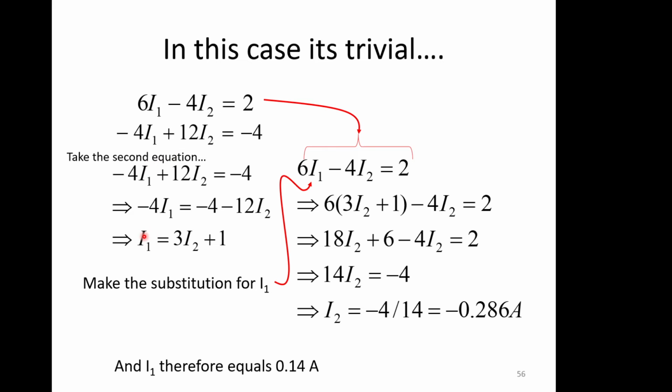So we get a value for I1 from the second equation, just rearrange this to get I1, which is 3I2 plus 1, and then substitute that value of I1 into the first equation for I1 here. So it's gone in there, and there's the individual working.